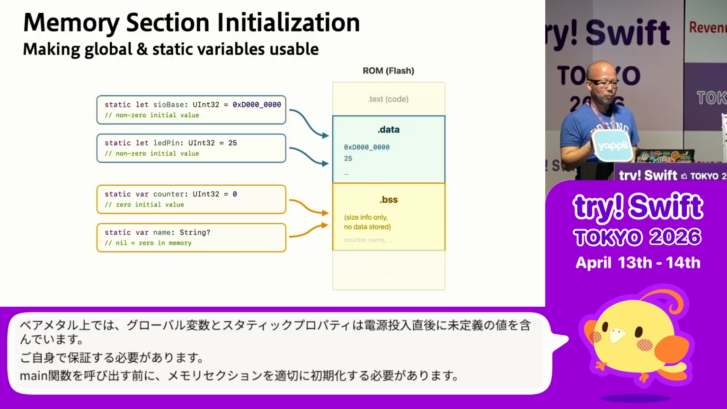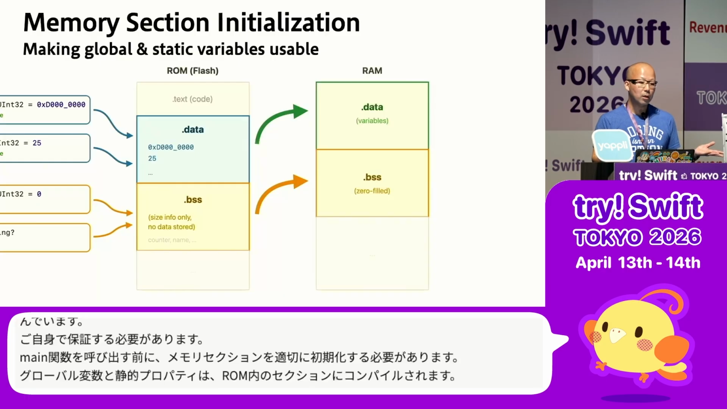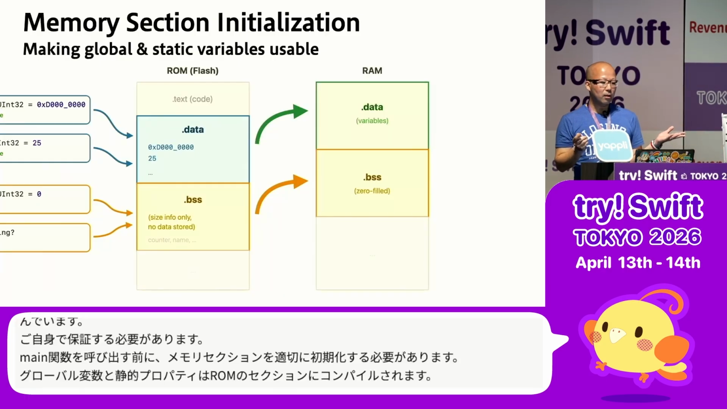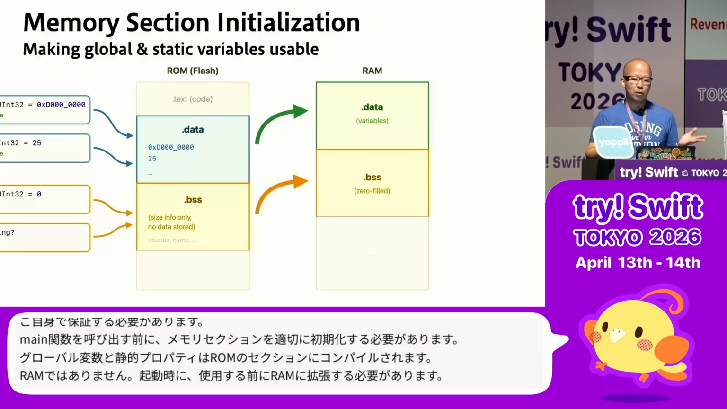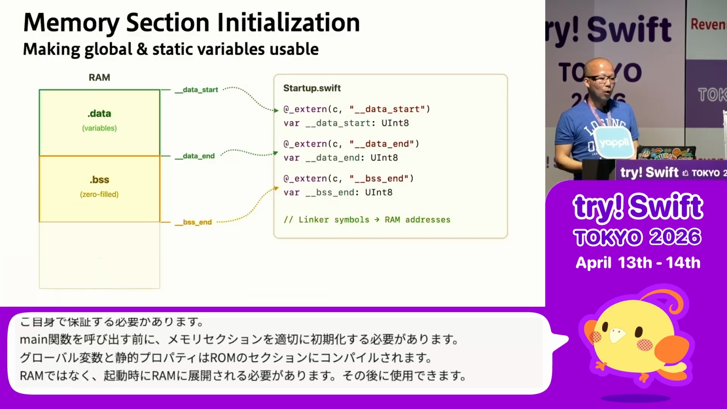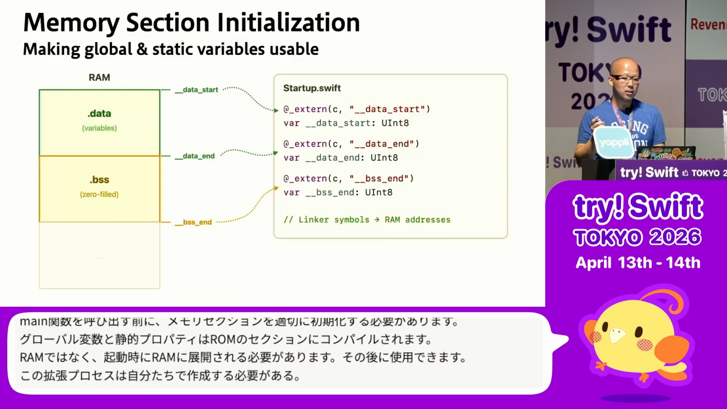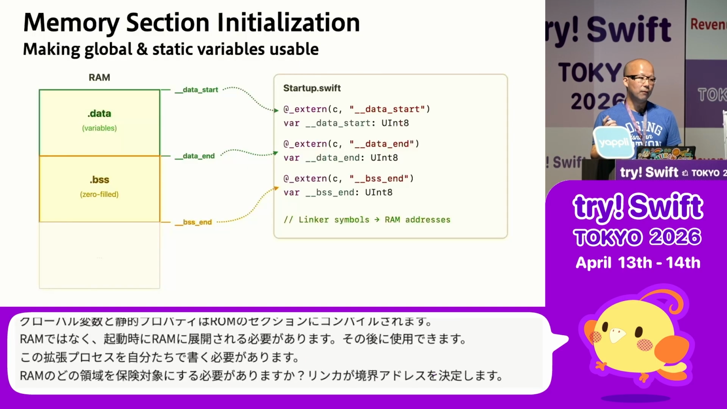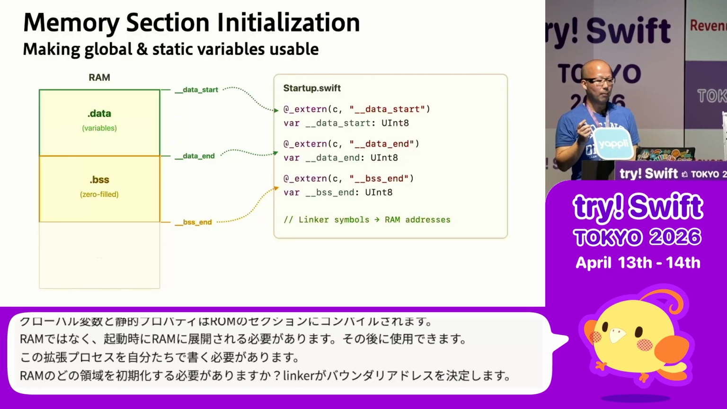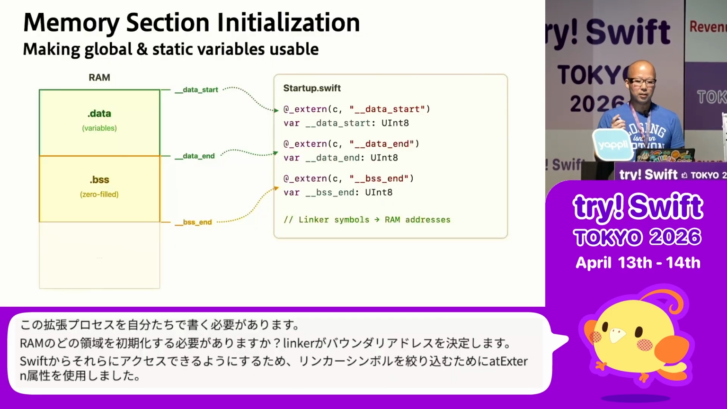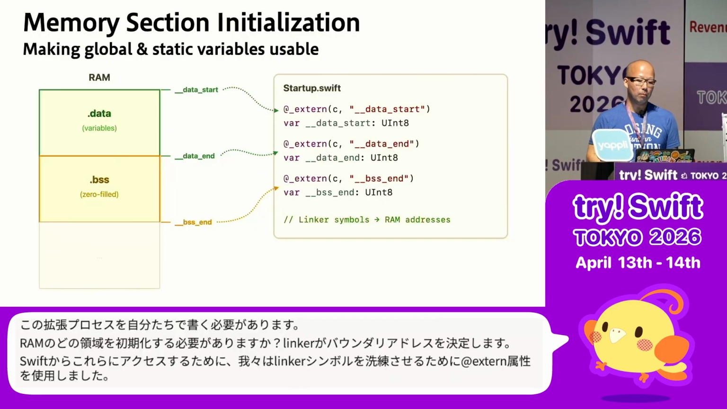Global variables and static properties are compiled into sections in ROM, not RAM. At startup, they need to be copied into RAM before they can be used. We have to write this copying process ourselves. Which region of RAM needs to be initialized? The linker determines the boundary addresses. To access them from Swift, we use the @extern attribute to reference the linker symbols. This gives us the actual addresses that the linker assigned to each boundary.